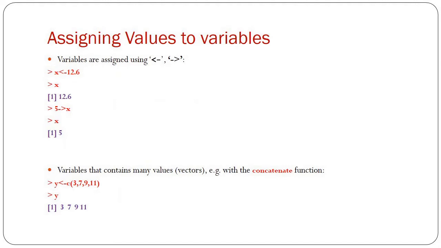How can I assign values? For example, I can say x is equal to 12.6. You can make use of the equal to symbol or less than followed by the hyphen, which is one of the special or peculiar ways how R stores a value into a variable.